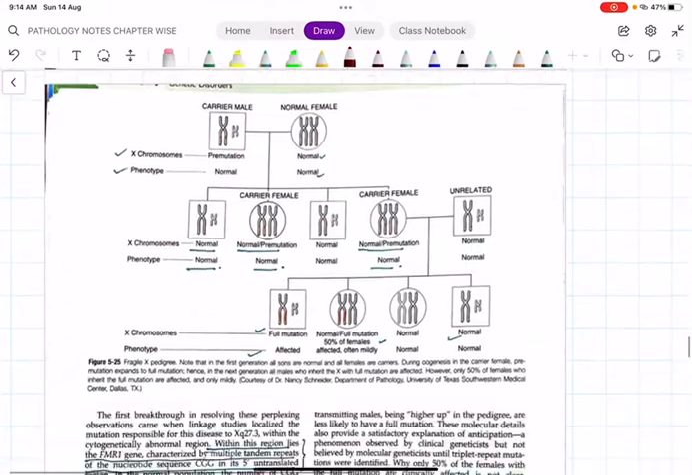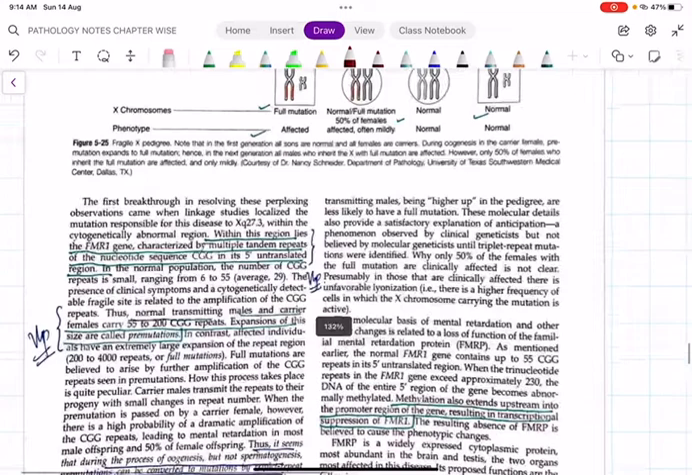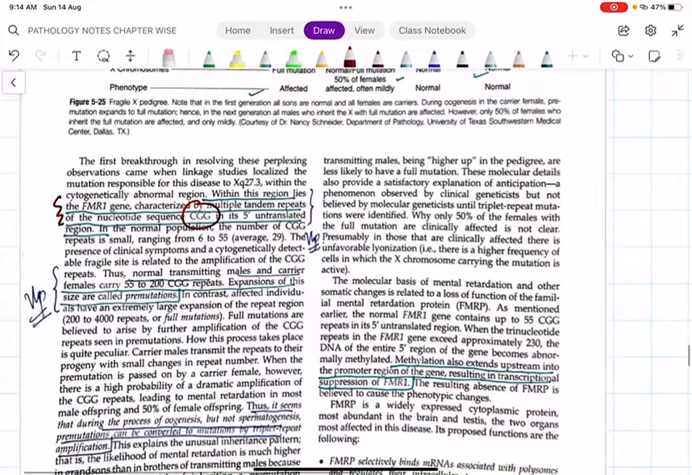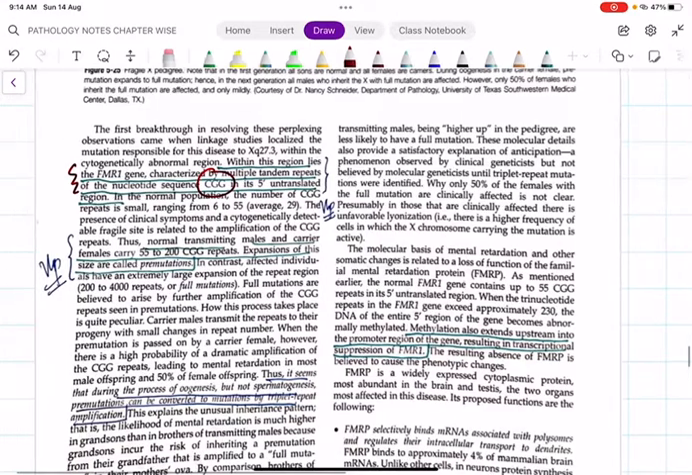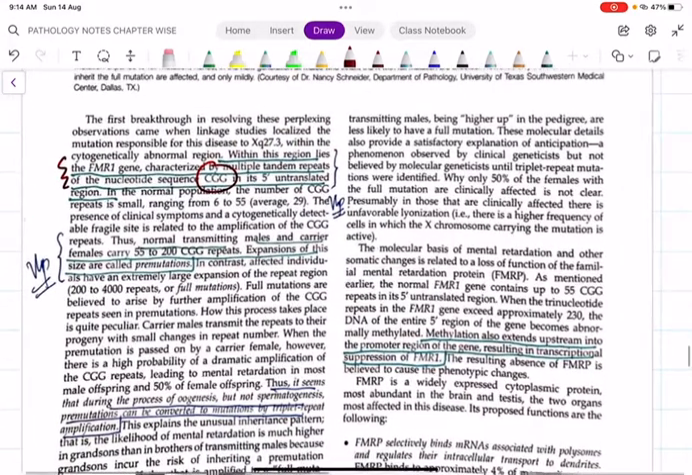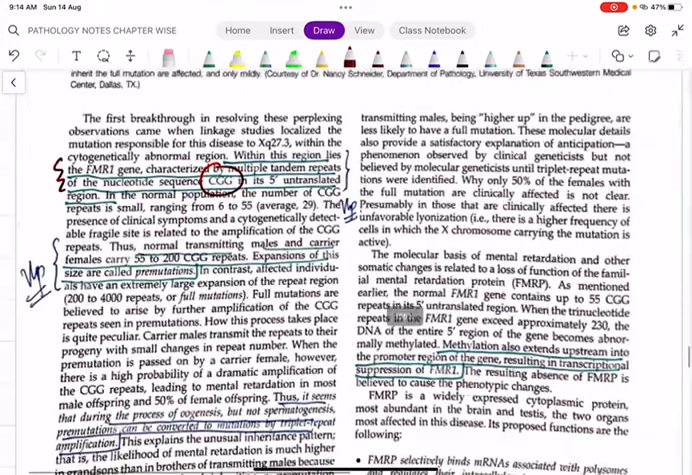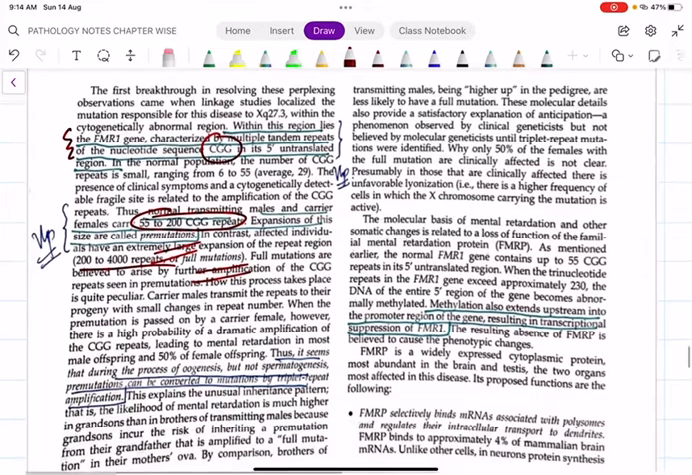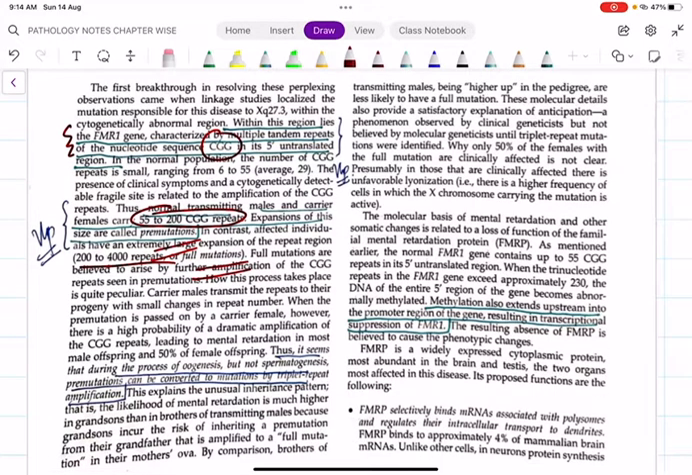So next, what is the gene involved? It is the Fmr1 gene. I told you what the repeat is. It is CGG. And remember, what do you mean by pre-mutations and what do you mean by amplification? These are some of the important things. Suppose these repeats are between 55 to 200 repeats, we call them pre-mutation. And 200 to 4000 repeats, we call them full mutations.